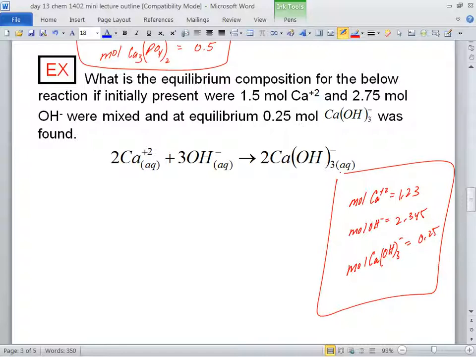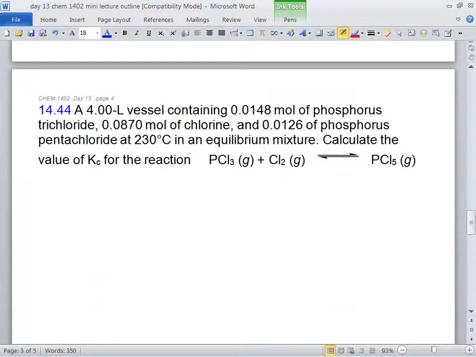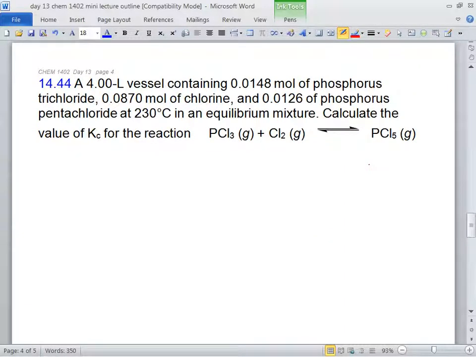So if you're working on 44, I see a lot of folks working on it, and their very first step was to write that Kc expression. They're really on the right track. Right? And then you have to realize concentration is moles over liters. So you have to find that concentration for every single compound in your Kc expression, and then you divide it and find it.